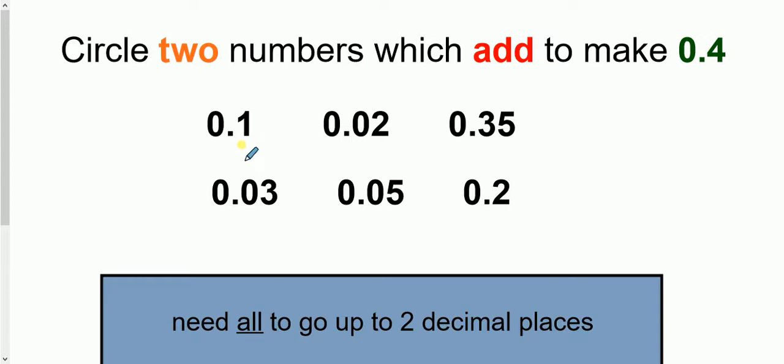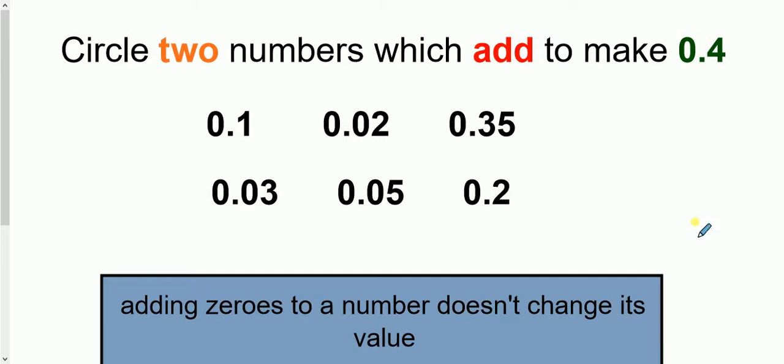This number only goes up to 1 decimal place. How can we make it go up to 2 decimal places? We need to remember that adding zeros to a number doesn't change its value. So I can go to this number, which at the moment only goes up to the tenths, and I can go to the hundredths by adding a 0.